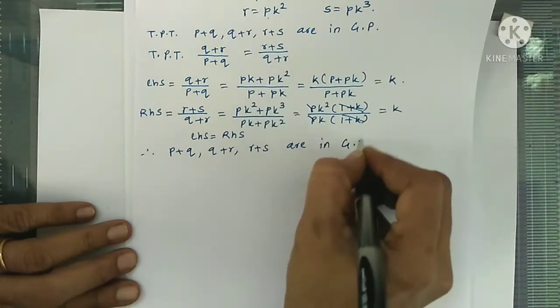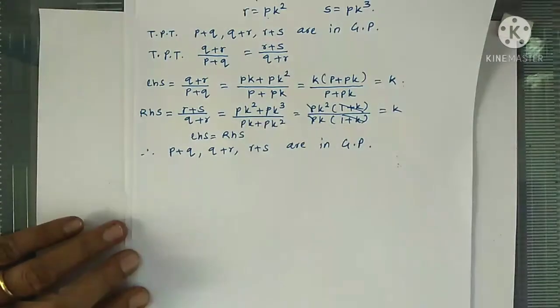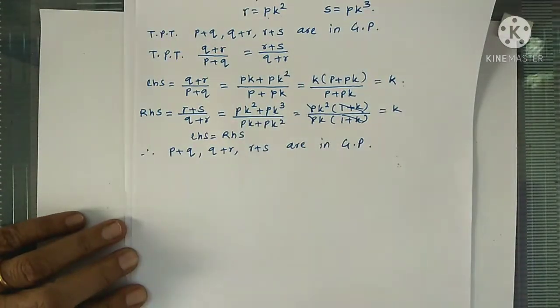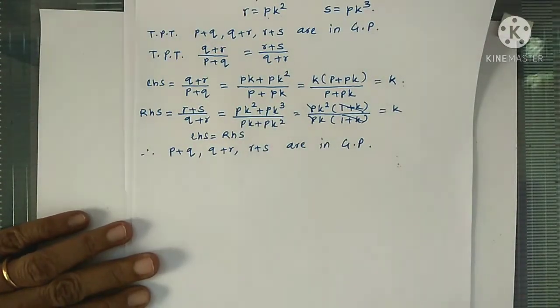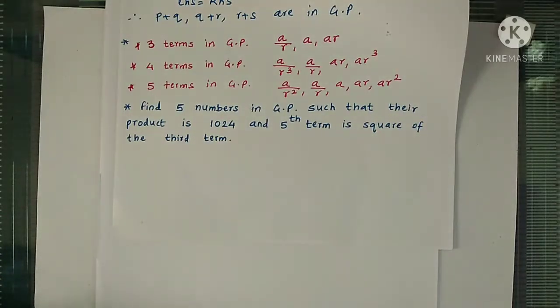So to prove that three terms are in GP, we have to prove that the ratios are equal. Okay. Now consider this question. Find 5 numbers in GP such that their product is 1024 and the fifth term is the square of the third term.